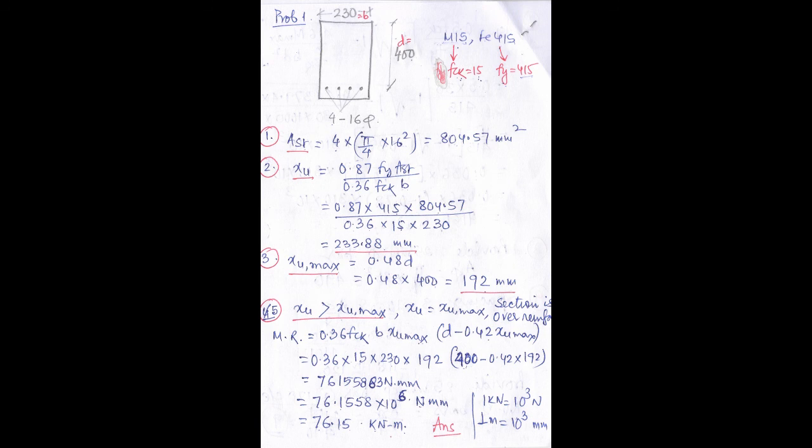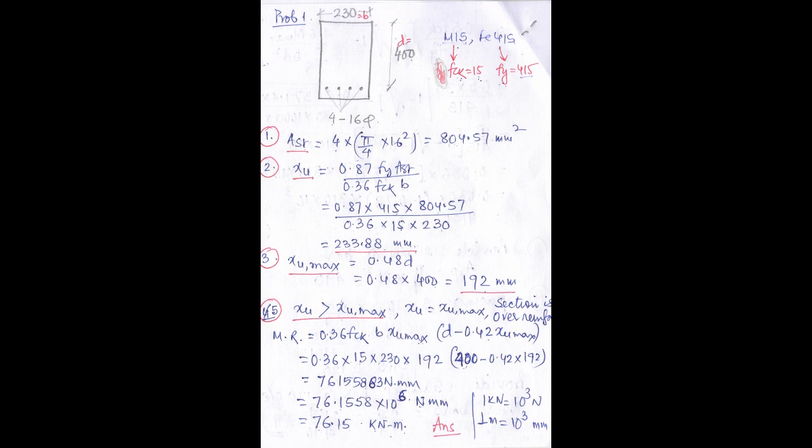How to solve? Please see the steps as I have already mentioned earlier. First step is we have to find the area of the steel reinforcement. So Ast will be how much? 4 multiplied by, why is it 4? Because 4 bars are used. So you have to multiply by 4 into the cross-sectional area of 1 bar, that is pi by 4 into 16 square. So that gives you 804.57 millimeter square.